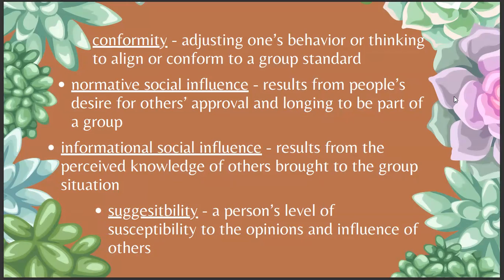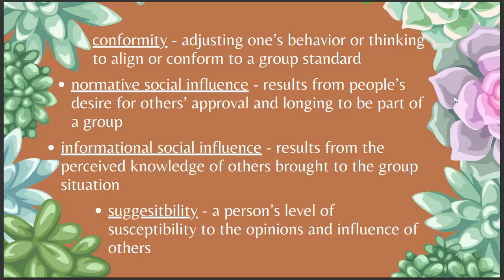But we've got normative social influence. This results from people's desire for others' approval and longing to be part of a group. So we're doing things, maybe you see the popular girls and you want to be like them, or maybe you see people that you admire and you want to be more like them. That is normative social influence. You see the latest trends, and so you buy the new low-rise jeans that are coming back in style, although I don't understand it, whatever it is, that is normative social influence.